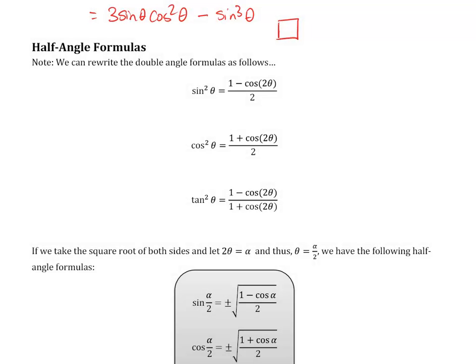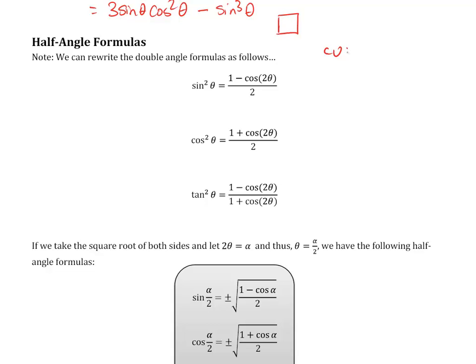In addition to double angle formulas, we also have a set of formulas called half angle formulas. In fact, we can rewrite the double angle formulas from cosine into the following form. Recall that cosine of 2 theta is 2 cosine squared of theta minus 1, or it could be 1 minus 2 sine squared of theta.